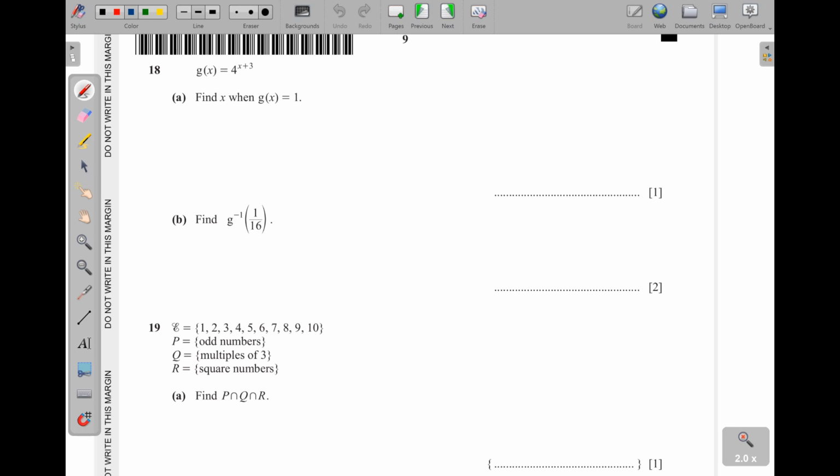Question 18, this one is coming from functions. g of x is equal to 4 to the power of x plus 3. Part A, find x when g of x is equal to 1. So all you need to do is to substitute here 4 to the power x plus 3 is equal to 1.